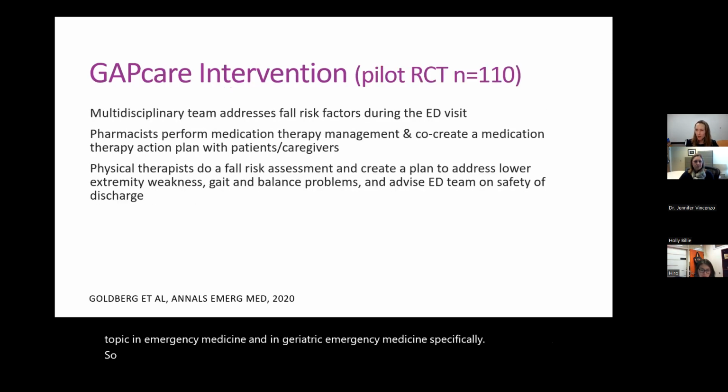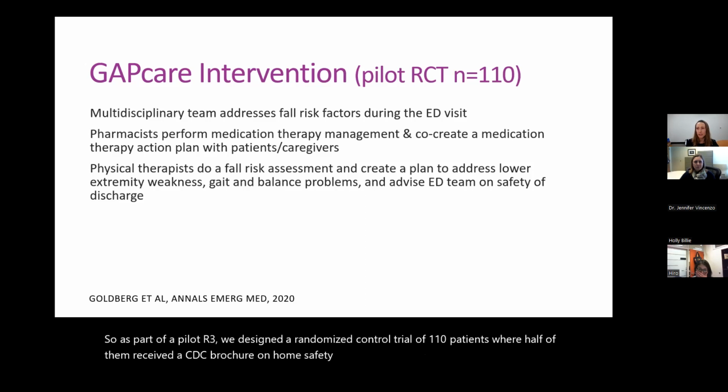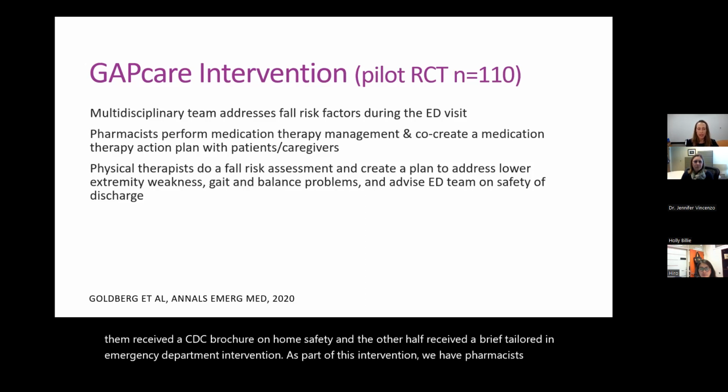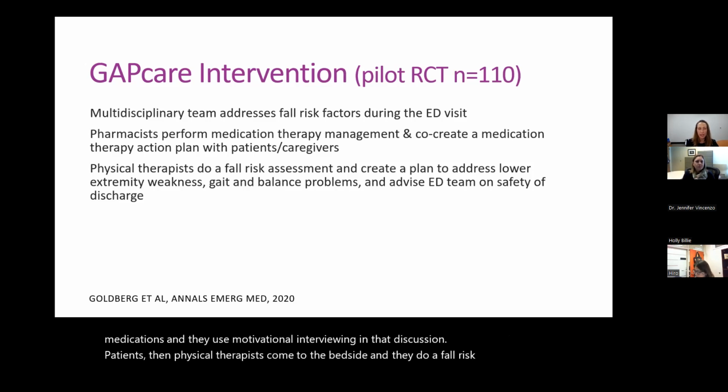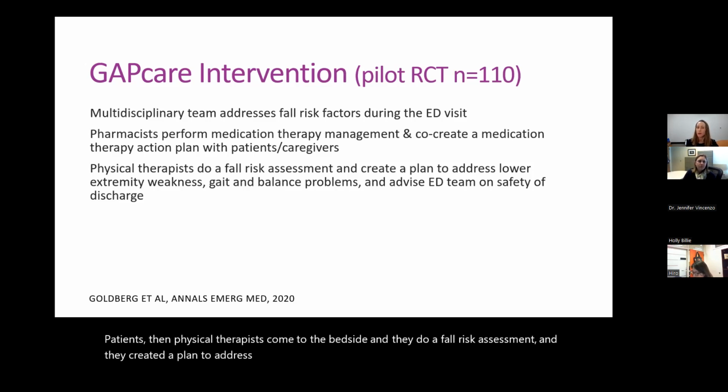So as part of a pilot R03, we designed a randomized control trial of 110 patients where half of them received a CDC brochure on home safety and the other half received a brief tailored in-emergency department intervention. As part of this intervention, we had pharmacists meet with patients at the bedside, and they made suggestions for how to reduce fall risk increasing medications. And they used motivational interviewing in that discussion with patients. Then physical therapists come to the bedside and they do a fall risk assessment, and they created a plan to address weakness, gait and balance problems, and other problems associated with falls.